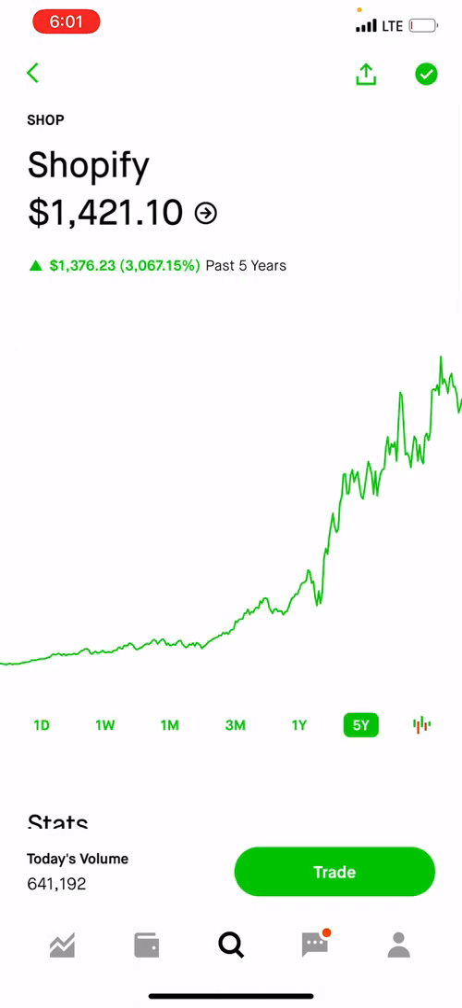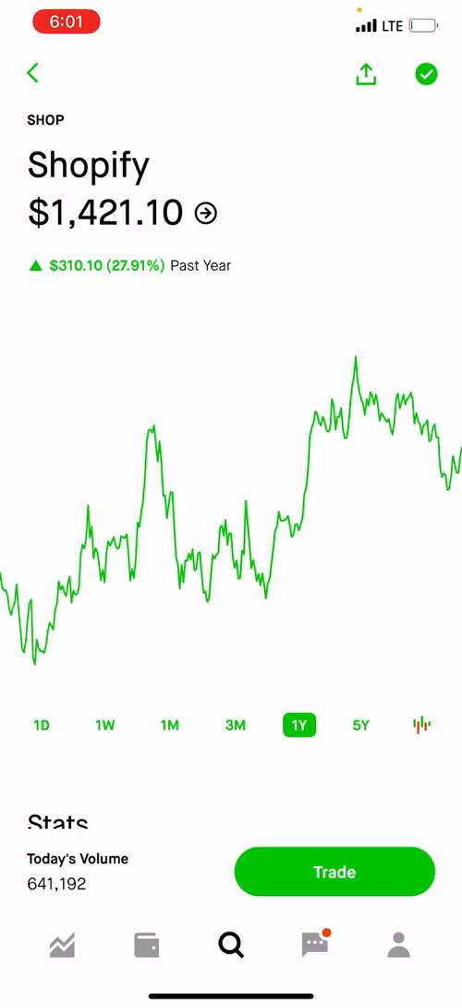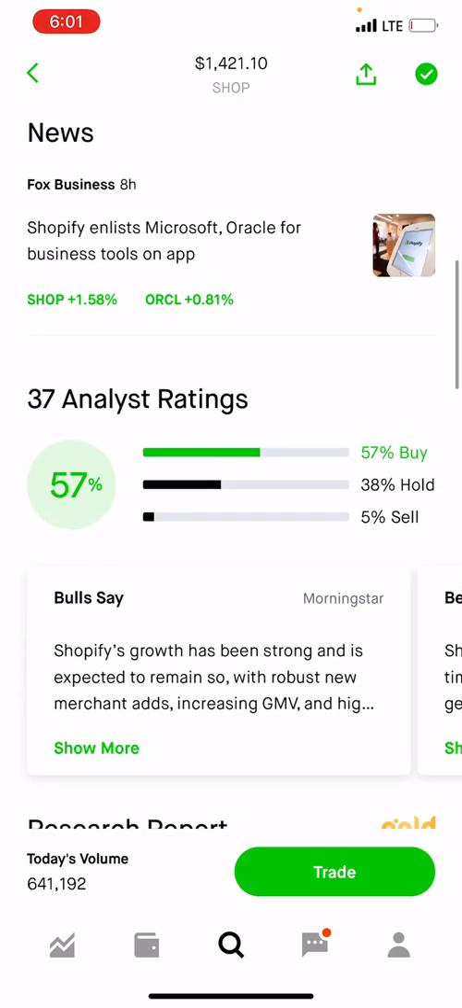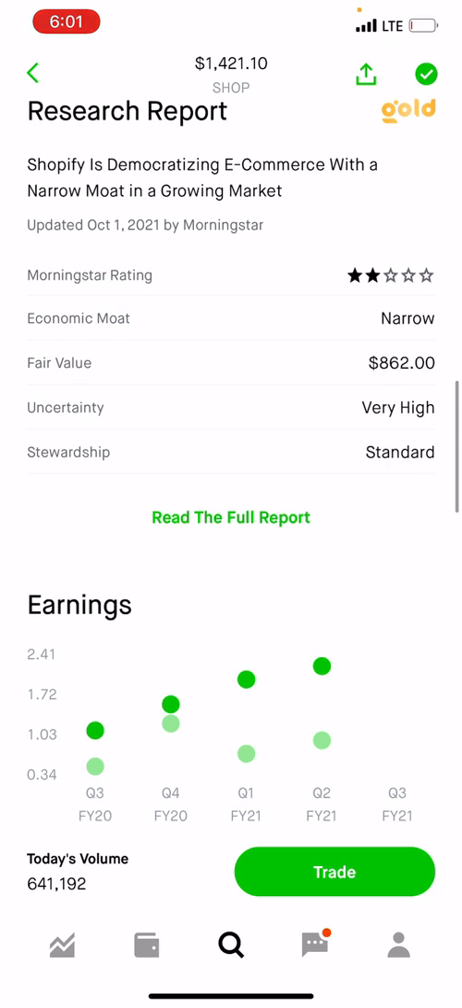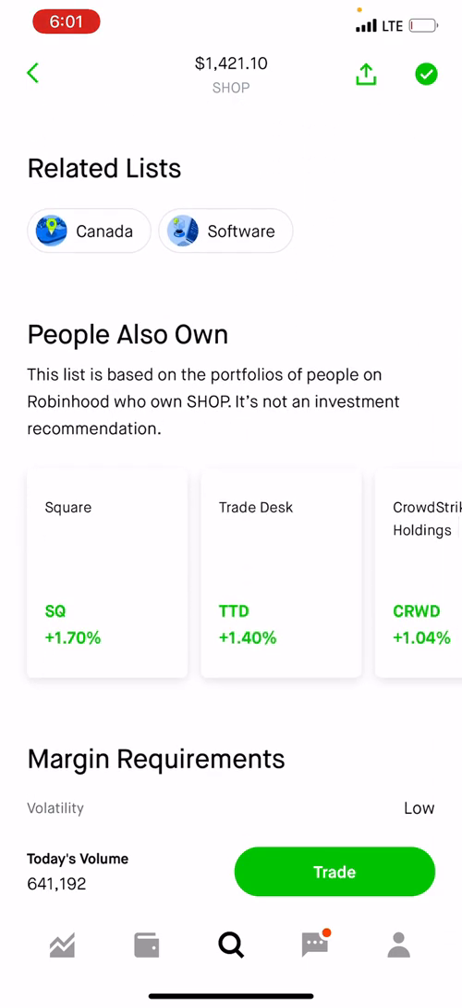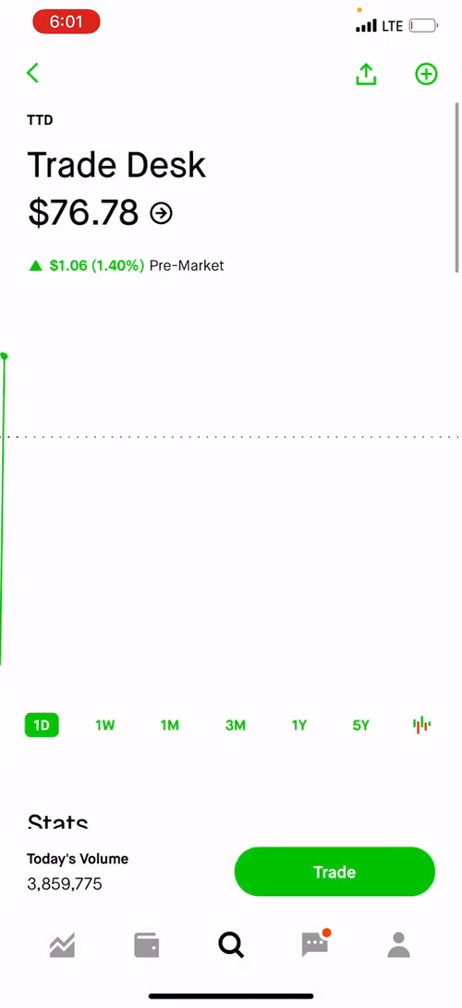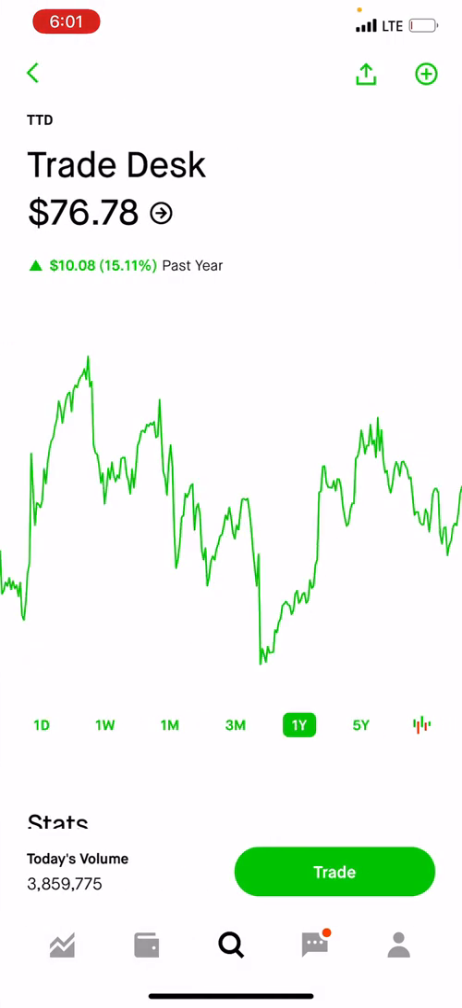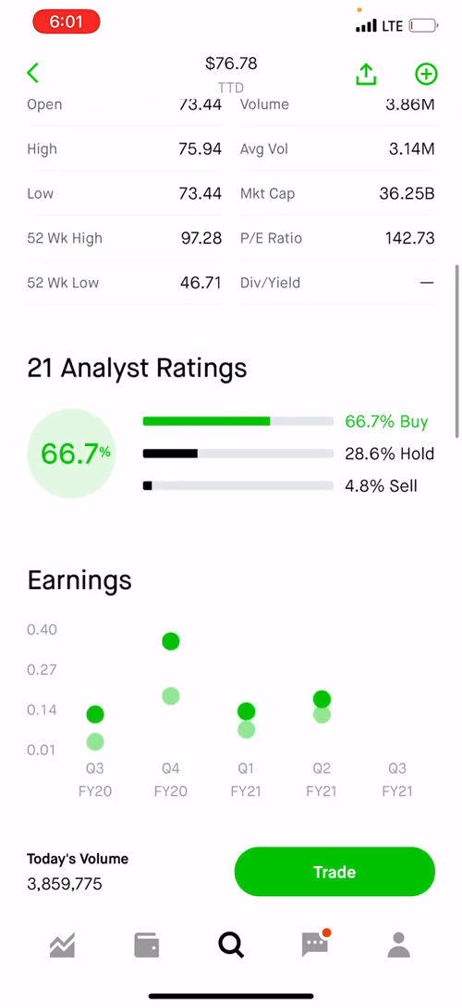Let's look at Shopify. 5 year, up. Let's look at the year, up. You start buying Shopify, right? Are they the number one player in e-commerce? Yes, they are, apart from Amazon, but that's in a different category. Let's go with Trade Desk. Look at the 5 year, up. Look at the year, kind of sideways trading. It's only up about 15%, which is still relatively good. I personally like Trade Desk, so I would keep buying Trade Desk. I think Trade Desk is actually really good.